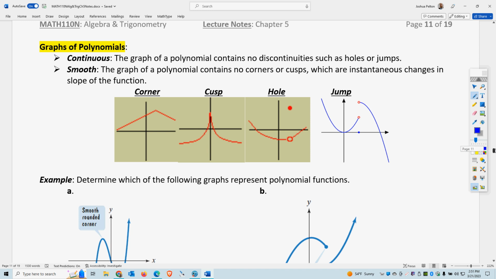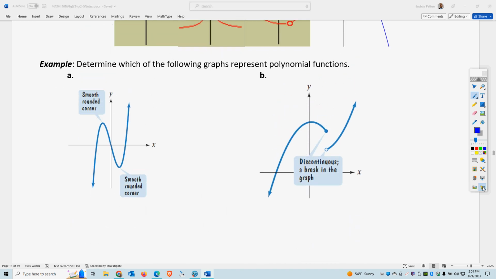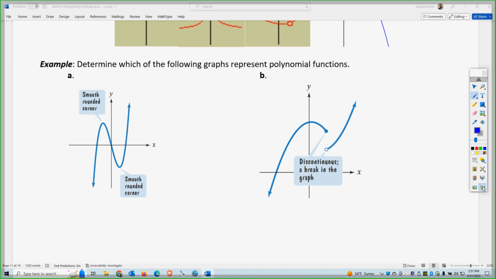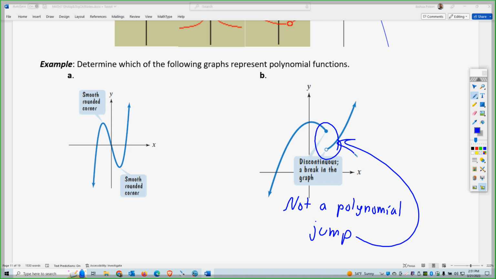Okay, so if I look at the following graphs, which one is a polynomial, which one is not a polynomial? So the second one has a jump, right? So not a polynomial. It has a jump, right? It's a discontinuity. Okay, so this is a polynomial because if I draw it, I can draw this and it's continuous, meaning I don't need to pick up my pen and it's nice and smooth. There's no corners or cusps or anything like that.